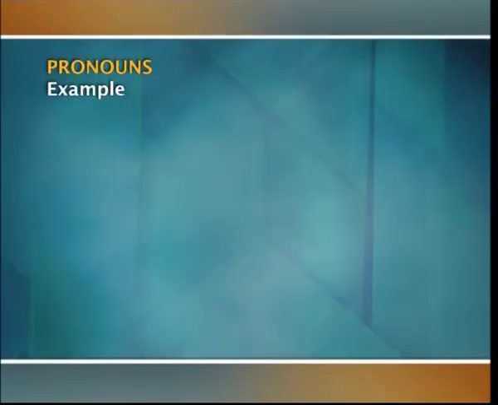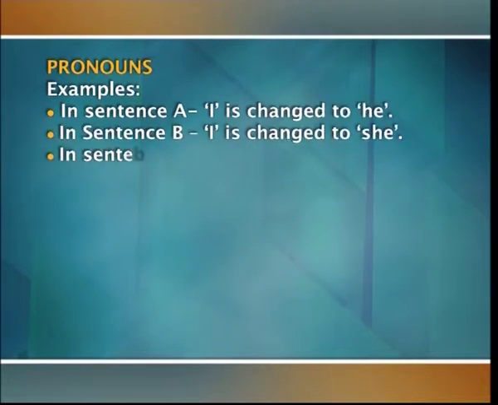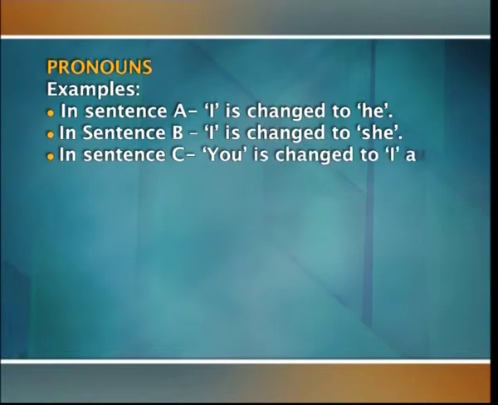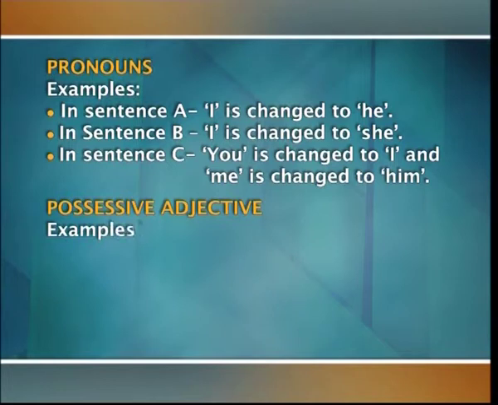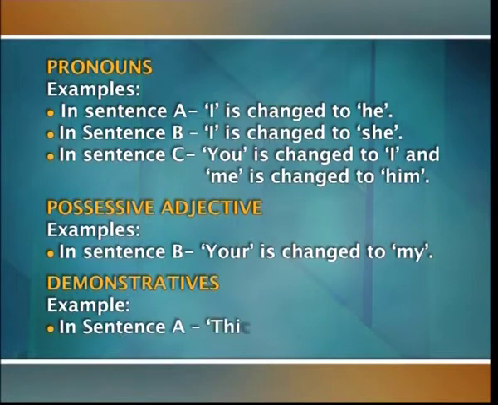Some modifications have been made while changing from direct speech to indirect speech in terms of pronouns. For example, in sentence A, I is changed to he. In sentence B, I is changed to she. In sentence C, you is changed to I and me is changed to him. Possessive adjective. Example, in sentence B, your is changed to my. Demonstratives. Example, in sentence A, this is changed to that.